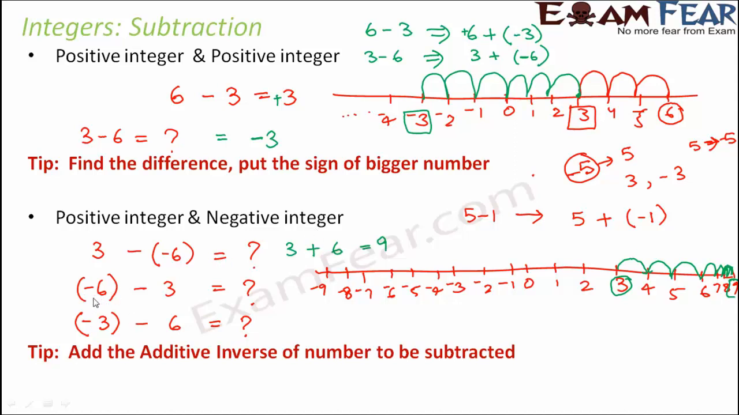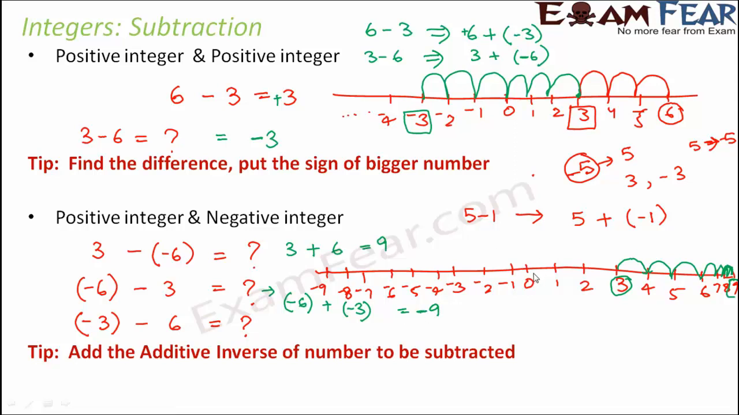Let us look at the second example, minus 6 minus 3. So this can be written as minus 6 plus minus 3. Right? So subtracting 3 from minus 6 is the same as adding the additive inverse of 3 to minus 6. Now minus 6 plus minus 3. What we have learned in the previous slide: whenever you add two negative integers, what you do? You find their sum, which is 9, and then put a negative sign. So that is how you add them.